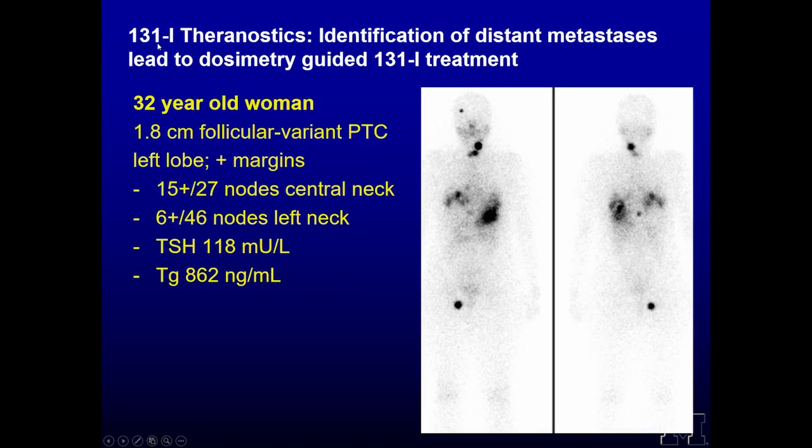Here it's an example of radioiodine theranostics. So the utilization of diagnostic iodine-131 scintigraphy for guiding iodine-131 treatment in the setting of metastatic disease. So this is the case of a 32-year-old woman who has a 1.8 centimeter follicular variant papillary thyroid cancer in the left lobe, positive surgical margin. She has high-risk pathology. A lot of lymph nodes were resected from the central neck and the left lateral neck.